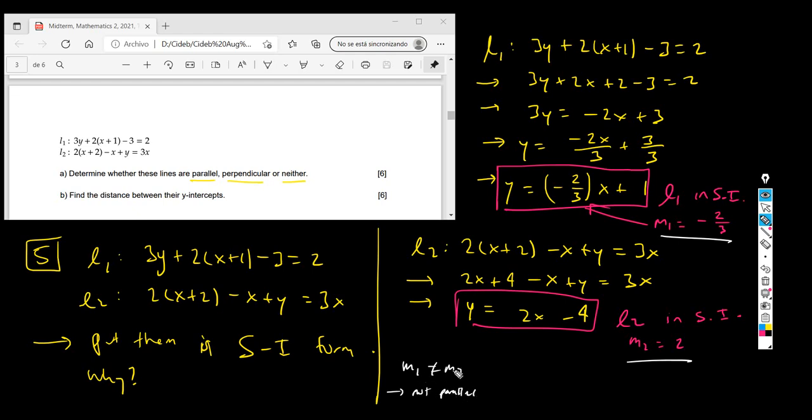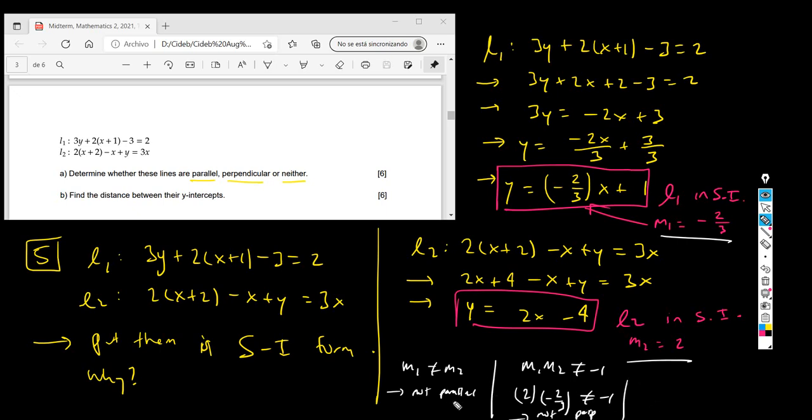Okay, because for parallel lines, you must have both slopes be the same. Now, their multiplication is also not equal to minus 1. When you multiply 2 times minus 2/3, this is not going to be equal to minus 1. Conclusion, these are not perpendicular.